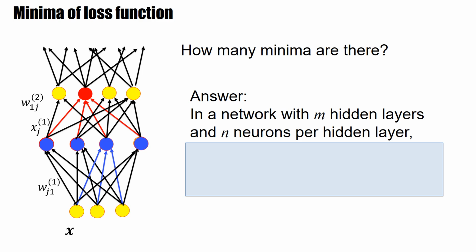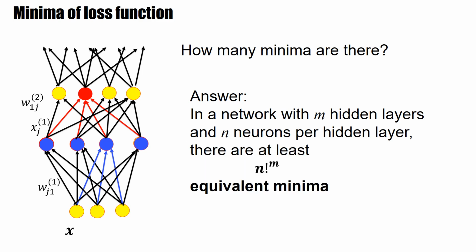So in the following slides, I would like to explain where this huge number of minima comes from. Essentially, it's due to permutation symmetries. There are symmetries in the space of weights, in the weight space, which leads to a huge number. And this number is that there are at least n factorial to the power of m equivalent minima.